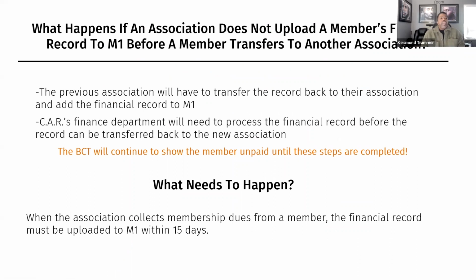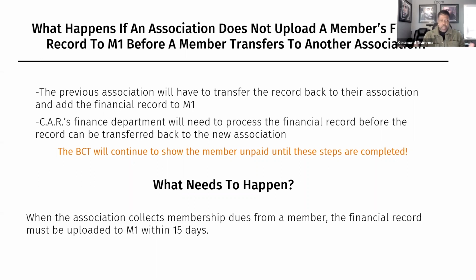So let's talk about what happens if an association does not upload a member's financial record to M1 before a member transfers to another association. Well, the previous association will have to transfer the record back to their association and add the financial record to M1. C.A.R.'s finance department will need to process the financial record before the record can be transferred back to the new association. The BCT will continue to show the member unpaid until all of these steps are completed.